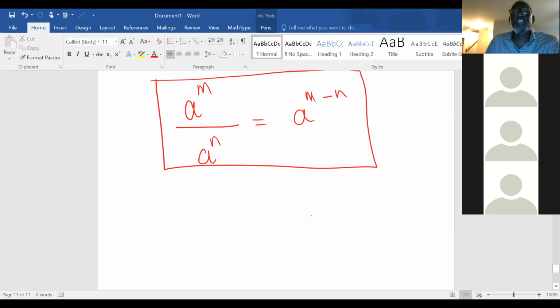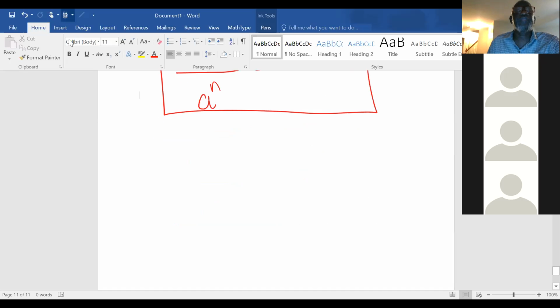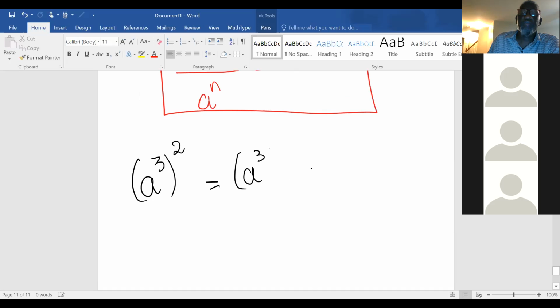How about the third rule now? If you do a cubed, squared, right? What do you think it's going to be? It's going to be multiplication. How does it come to a to the 6? Let's break it down. Any number squared is this number multiplied by itself, so it is a cubed multiplied by a cubed, right?